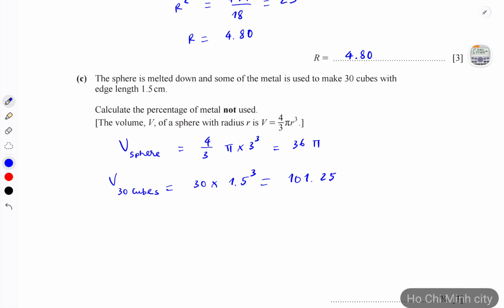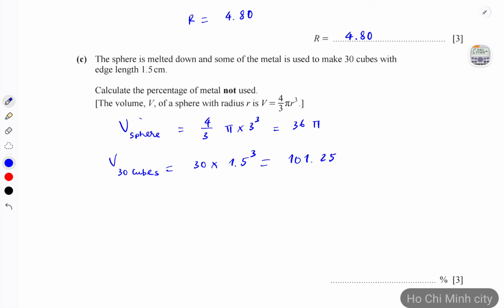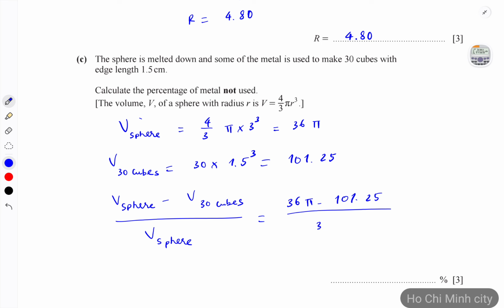All right. So we need to calculate how much. All right. So the metal not used would be, we would use the volume of the sphere and then subtract the volume to make 30 cubes. So the percentage is going to be the V sphere minus the V of the 30 cubes, and then divided by the volume of the sphere. And that is 36 pi minus 101.25 divided by 36 pi.